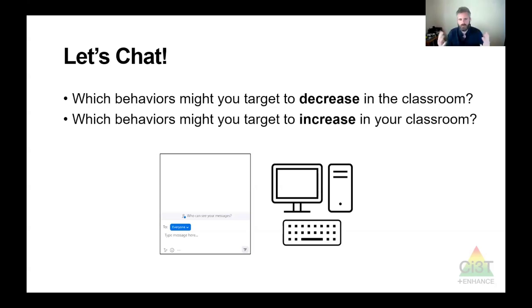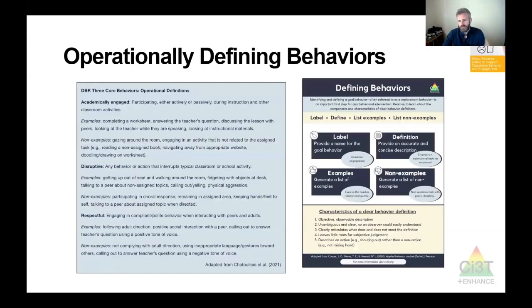Okay, so now we need to make sure that we define those behaviors really specifically, because if you're going to use the DBR, you can't just say out of seat, leave it at that, because believe it or not, if you invite two people into your classroom and rate their DBR on out of seat behavior, you might end up with two very different ratings, not because people weren't paying attention, but because the way that they defined those behaviors was just different. So we need to define the behaviors really specifically.